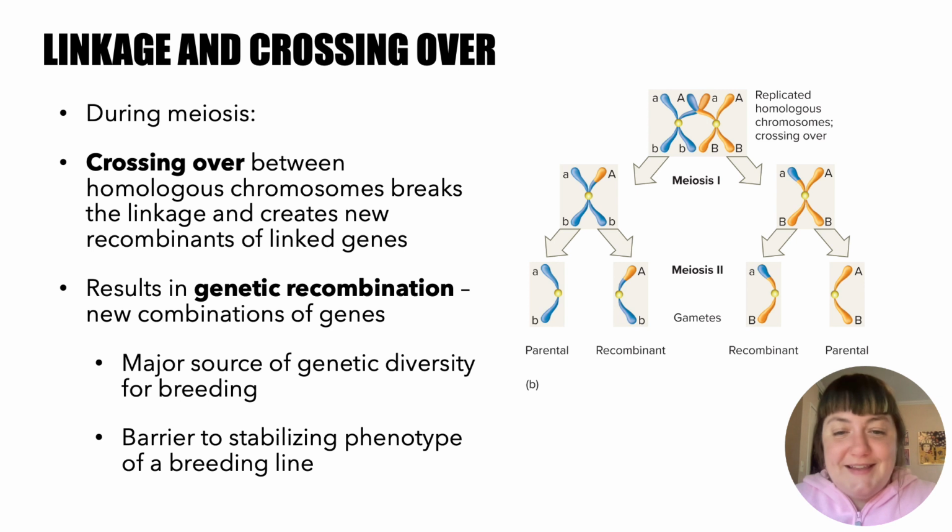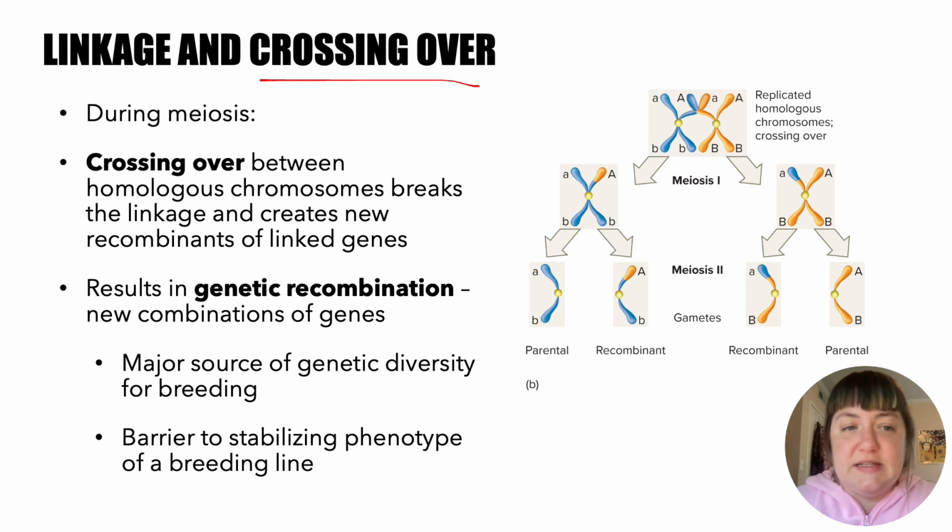Alright, and this is my last slide for this section. I just wanted to talk a little bit about linkage and crossing over because it's another important source of novel genetic combinations. Crossing over basically happens during meiosis, and if 2 genes are linked, it's because they're on the same chromosome, right? So in this example here, they have A and B. A and B are 2 genes on the same chromosome, on different arms in this case.